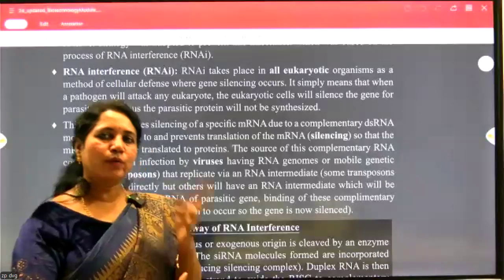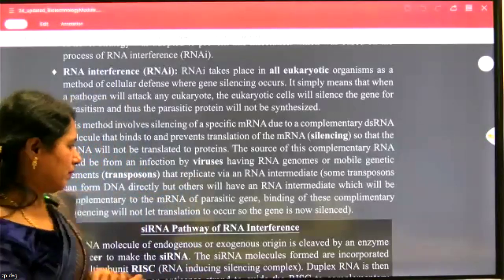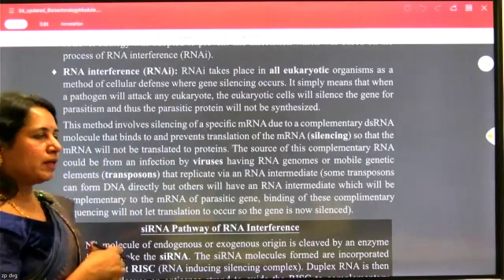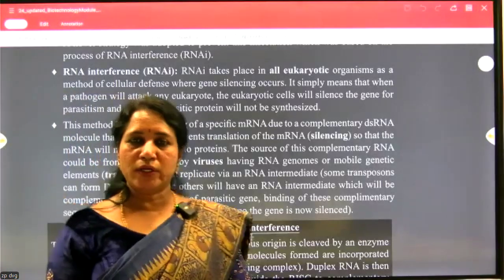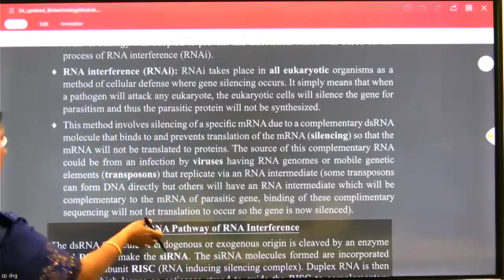Okay, otherwise we have to manipulate it. Okay, so after manipulating it, to inject it we need to use retroviruses only. We need to use retroviruses only.